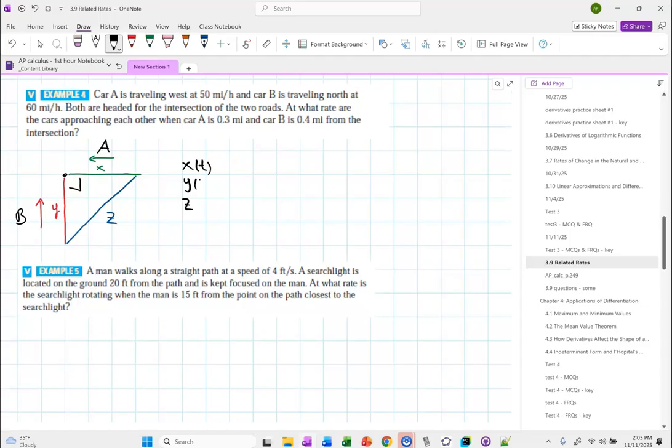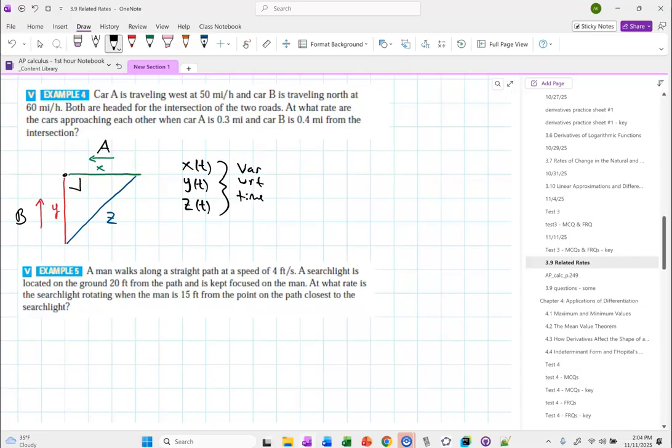Why would we care about the distance of Z if it's asking the rate of both cars approaching each other? Is it because Z represents the distance between each other? That's the distance between the two cars, right? Yeah. Never mind. That's okay. So those are all variables with respect to time, right?